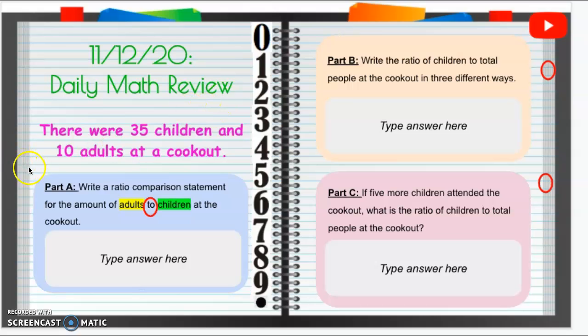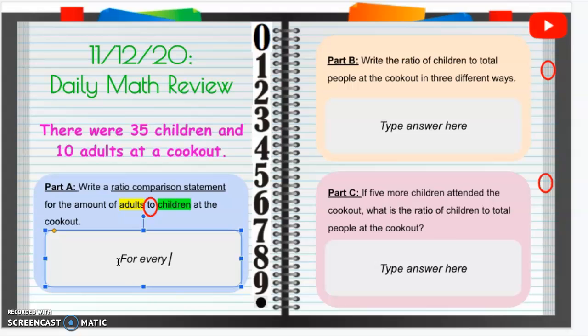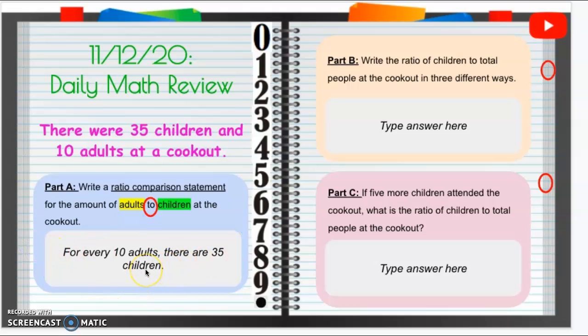It also says write a ratio comparison statement. So that means we're going to write for every blank there are blank. So the first one, adults to children. So how many adults were there? Well, it says 35 children and 10 adults. So 10 adults. So for every 10 adults, there are blank. So how many children? 35 children. For every 10 adults, there are 35 children.